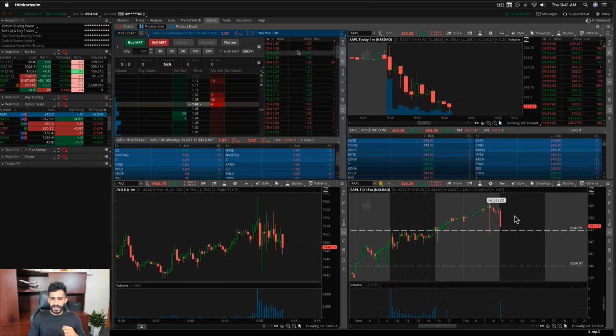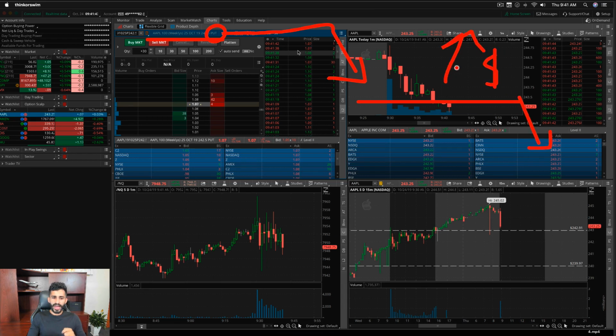Okay, so right now I'm reading the tape here, trying to see if sellers are more aggressive or if buyers are more aggressive, so I can try to scalp options. I'm trading Apple puts, 242.5 puts. Remember, once again, you make money on puts if a stock goes down. So if this goes down, I make money. If the stock goes up, I lose money. That's the whole idea of the puts.